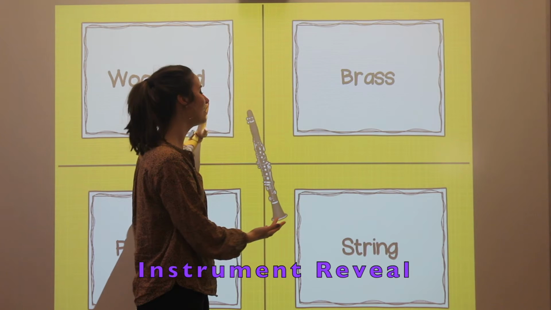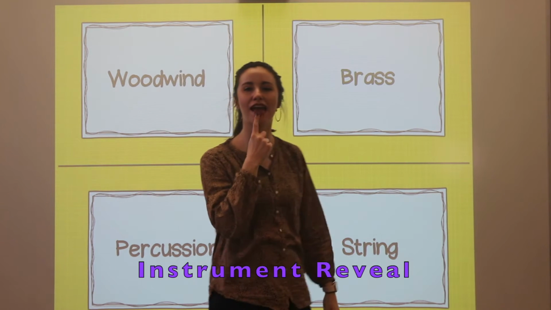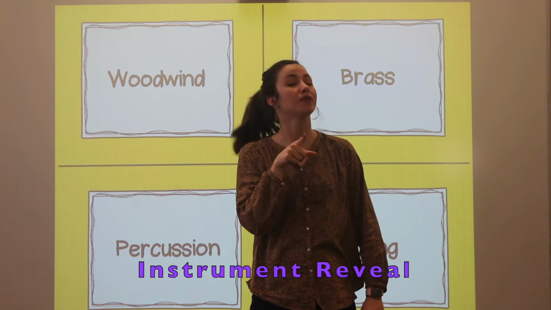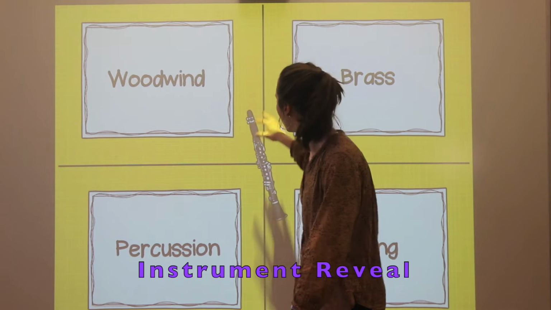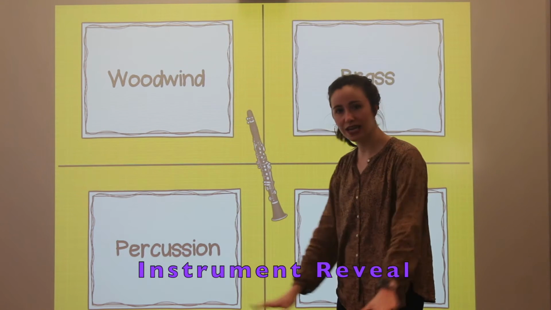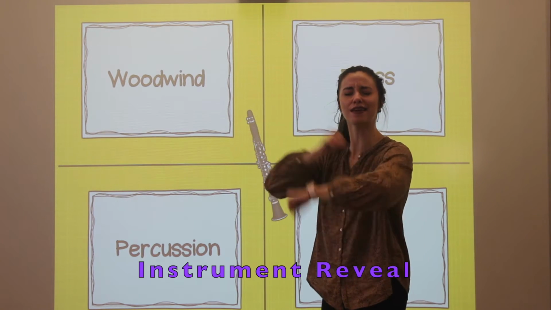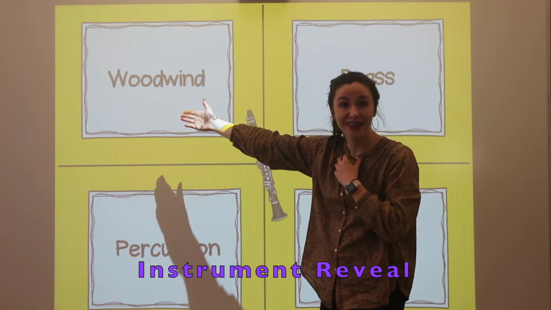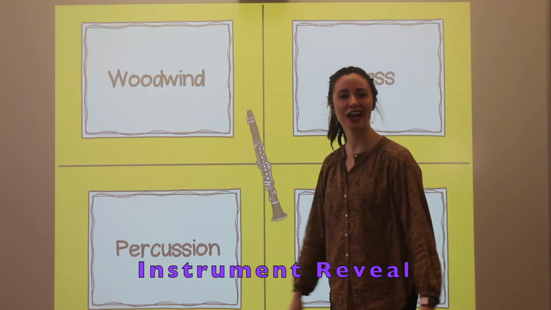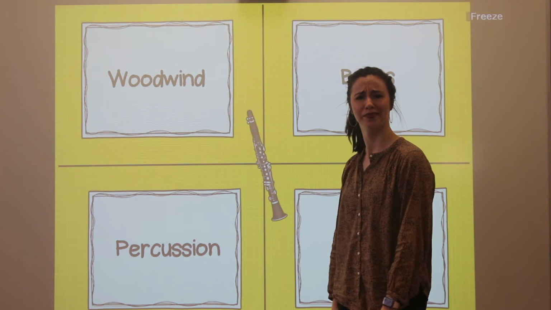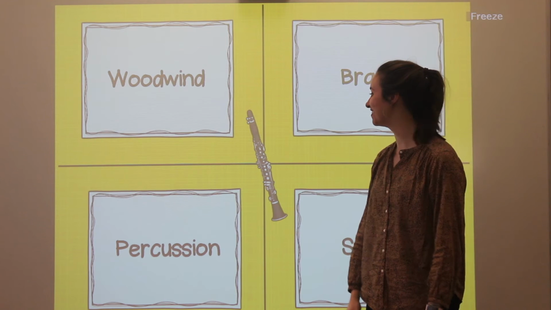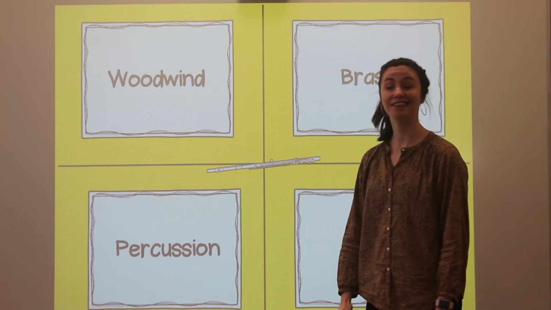This is the clarinet. And this instrument has a reed. Yep, it has a reed and a long slender tube and a flared bell at the end with all the different buttons, and it has to be in the woodwind family. That's right. Give yourself a point. On to our next instrument.